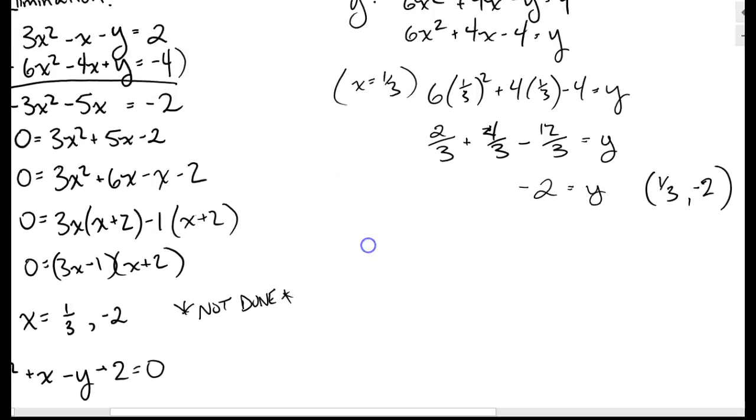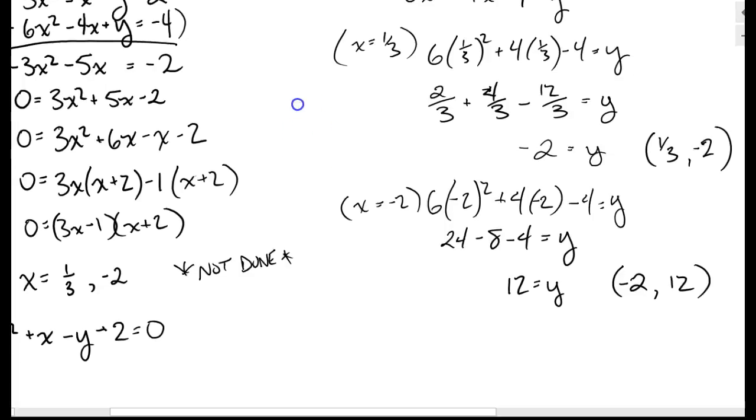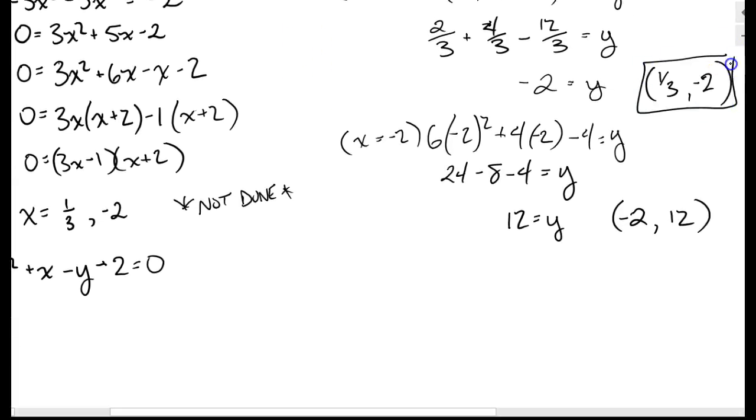For my other value, x equals -2, I'm going to plug in here. So I've got 6 times 4 is 24 minus 8 minus 4. So that's -12, so that gives me 12. -2 and 12. Remember, x always gets listed first when you're writing coordinate points. So I think these are both my solutions.